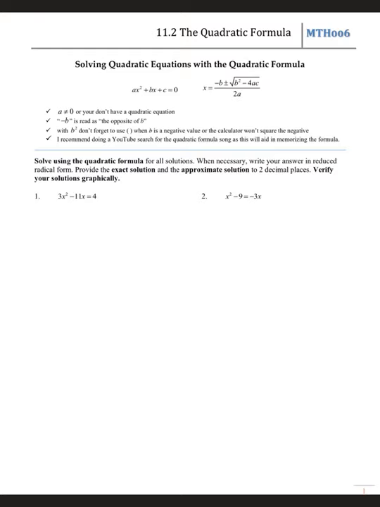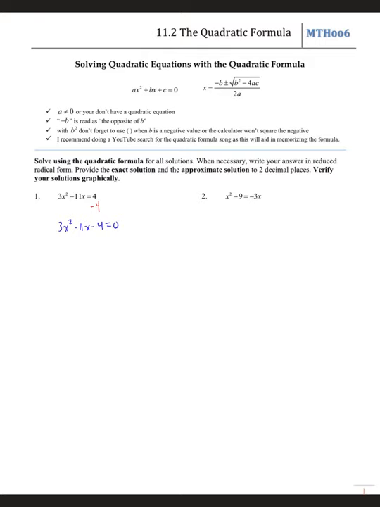So number 1, 3x squared minus 11x equals 4. First thing we have to recognize, is this in standard form? We think no, because the constant is on the wrong side. So what we have to do first is subtract 4, because we need everything to be on one side. So we have 3x squared minus 11x minus 4 equals 0. Now we have it in standard form.